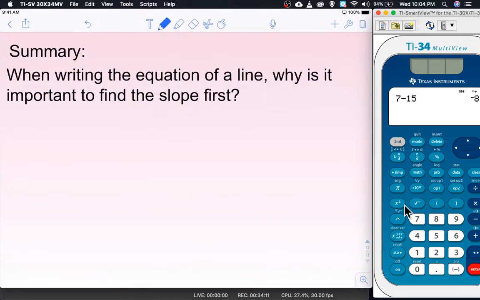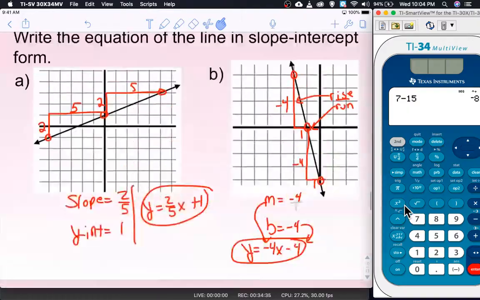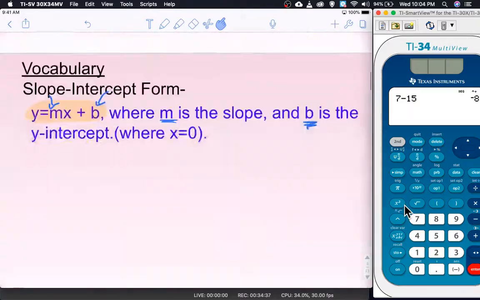Summary. When writing the equation of a line, why is it important to find the slope first? We didn't really talk about this, but why do you think you have to find the slope first? Pause the video, put down a thought, and then we'll go through it together. Well, the reason you have to find the slope first is because if you don't, you really can't do much else.